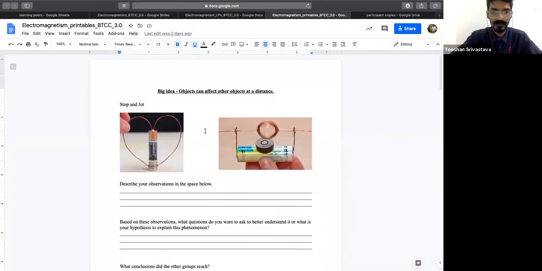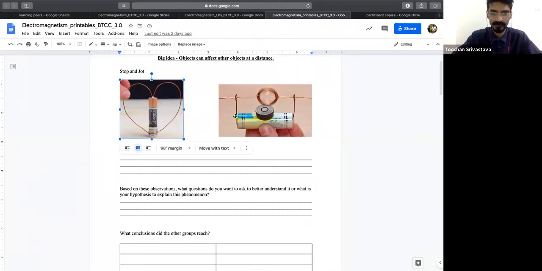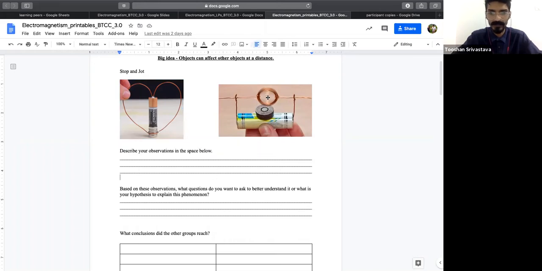Okay, what we're going to do now is let me share my screen and show you how we are using the worksheet. I hope everyone can see this. Over here, the first activity says stop and jot, and this is a similar setup to what we have seen right now. This is a different setup, and you can see that over here also the wire starts moving as soon as it comes near the magnet.